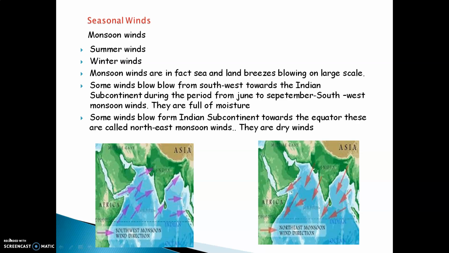Seasonal winds. Monsoon winds are generated due to uneven heating of land and water in the different seasons. All of us know in the different seasons the temperature is different. For example, in the summer season your temperature is very high. As a result, the water and the land get heated much faster. Similarly, in the winter season, the temperature is very low, it is cold, and the land and water get heated very less.